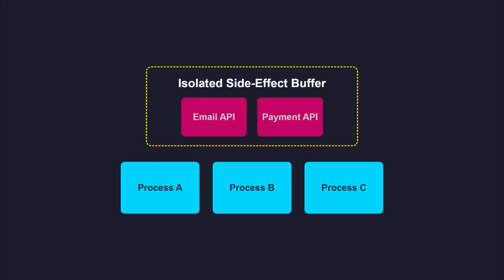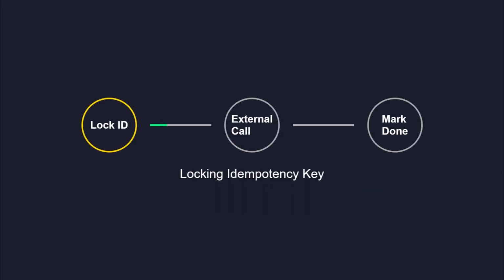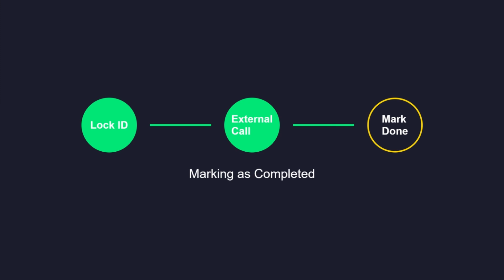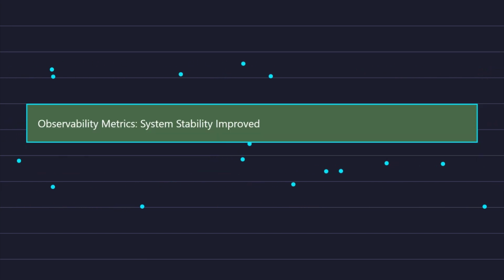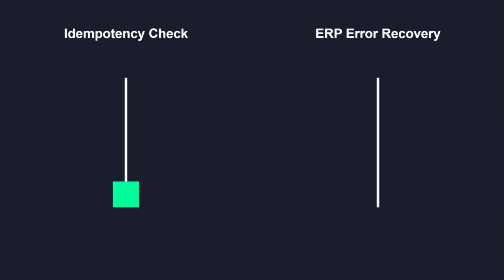Operations involving third-party application programming interfaces, such as sending emails or processing payments, require careful coordination within your idempotent flow. If an external call cannot be rolled back, execute it only after successfully locking the idempotency key, but before marking the status as completed. Log every time a duplicate key is detected to gain visibility into network instability or client implementation issues within your system ecosystem.